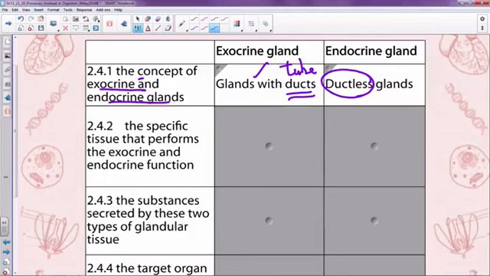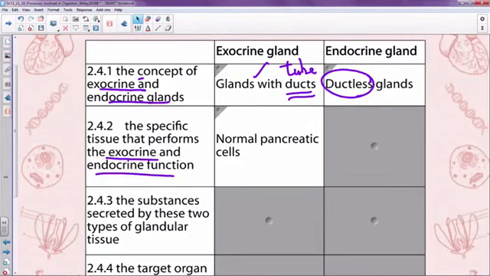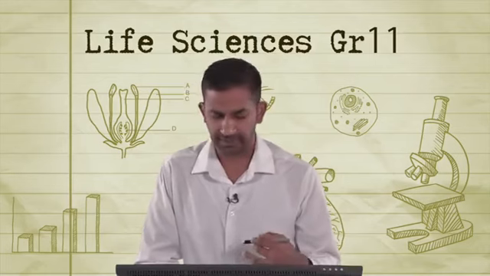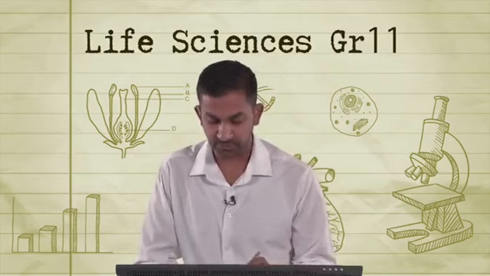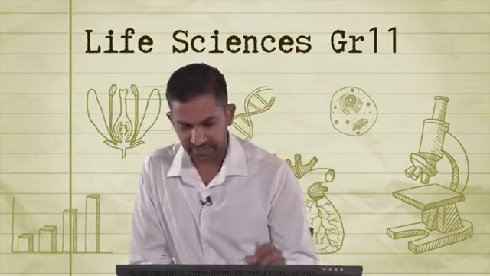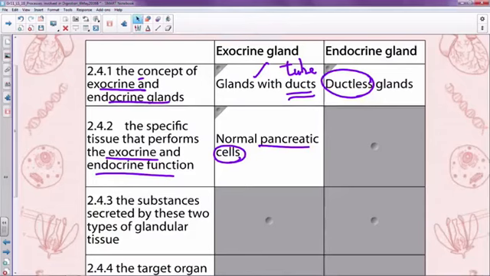2.4.2, the specific tissue that performs the exocrine and the endocrine function. So what is the tissue that produces the exocrine function? So what is it that produces the pancreatic juices? So in the pancreas you have the pancreatic cells, and these pancreatic cells, guys, produce the pancreatic juices, your carbohydrases, your lipases, as well as, we looked at the other group, your proteases.